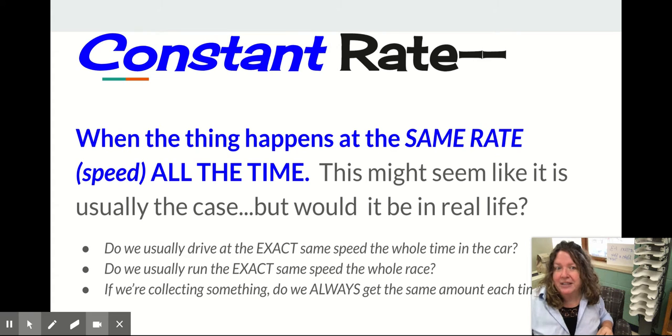Now, what if we're collecting something? I like to collect rocks. You know that about me. If I go out looking for rocks on the beach, let's say, do I always find the exact same number of rocks?